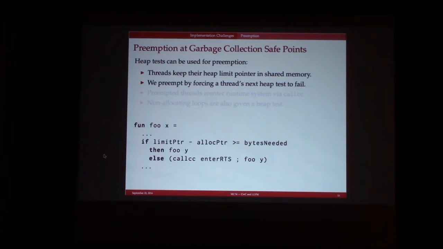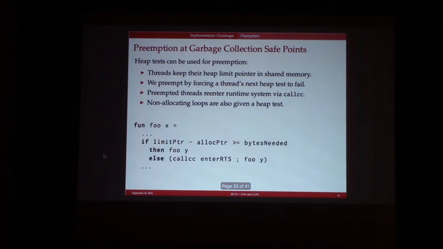You just write 0, and then you tell the thread, hey, enter the GC at the next safe point you see. And yeah, we have our threads enter the runtime system via callee, or at least the runtime system will do that. And so non-allocating loops are also given a heap test. This is in order to not get stuck in a loop and actually respond reasonably to signals. And so this is the pseudocode that we're doing here now. So our GC tests really need to be able to do this.